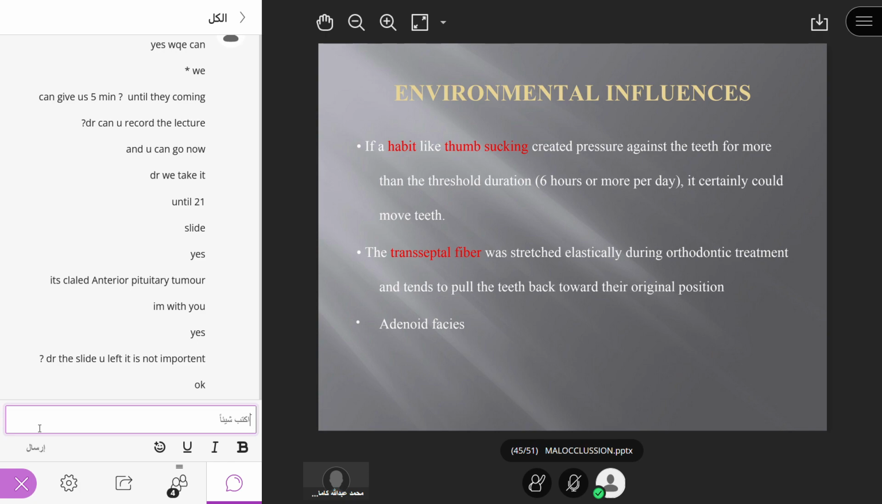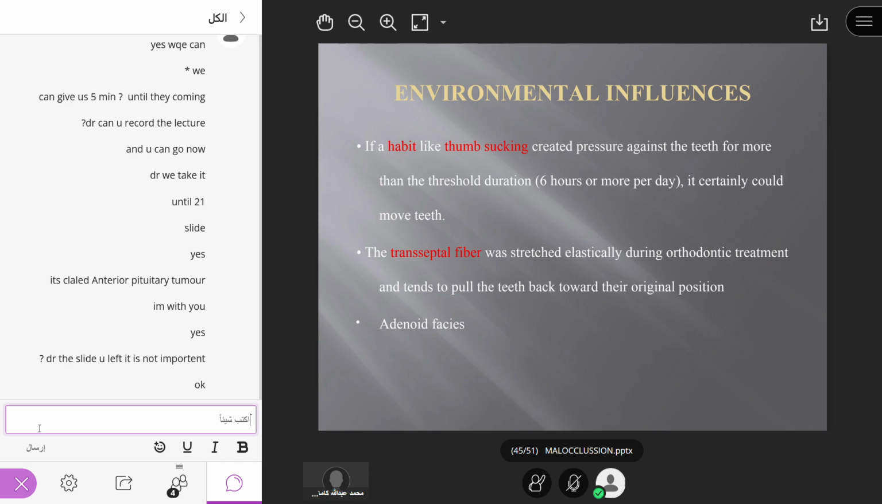Habits like thumb sucking and tongue thrusting are considered environmental causes of malocclusion, right? So if a kid is pressing the thumb against the teeth, and this pressure is maintained for more than 6 hours per day, it might result in proclination of the teeth, increase in overjet, narrow arches, crossbite, right? The transseptal fibers are stretched elastically during orthodontic treatment and tend to pull the teeth back towards the original position.